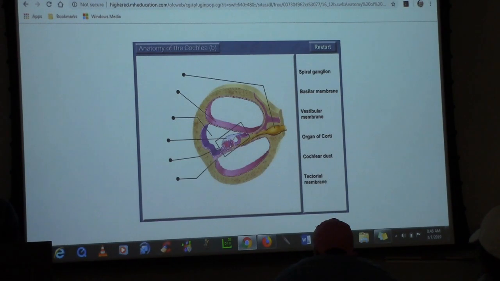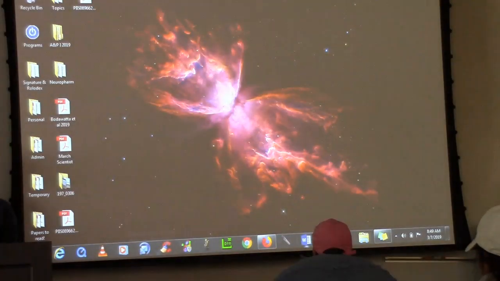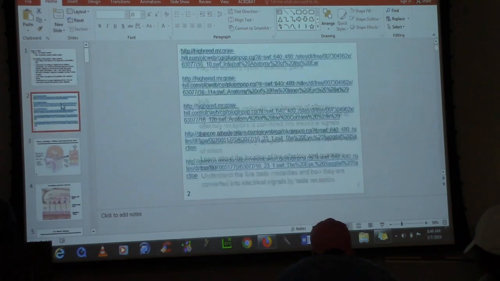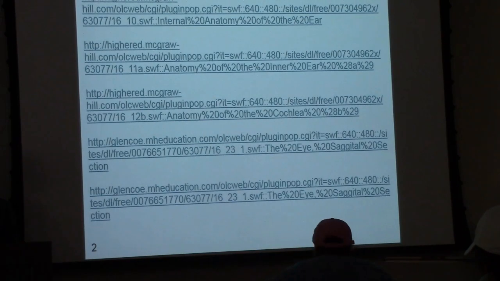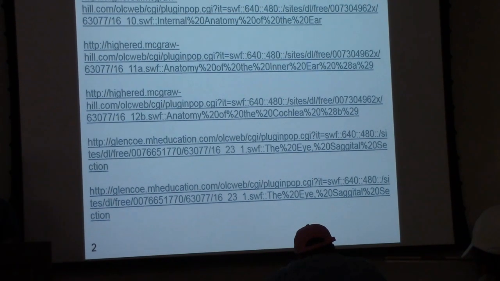We can go into the organ of Corti. There are actually some games to play on the anatomy of the eyeball here and here. There's a bunch of these listed in your PowerPoint. You can play the game. It's a good review, but remember the coloring book and the key concepts list is your assignment.